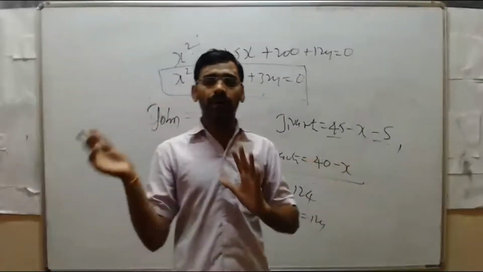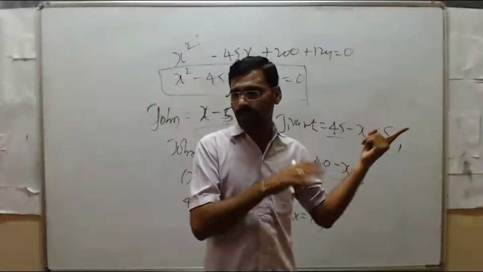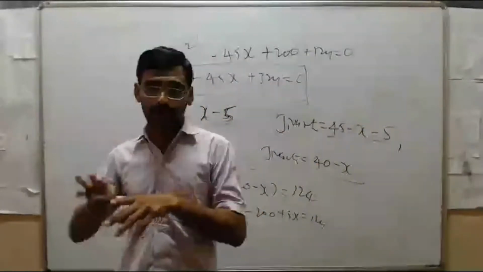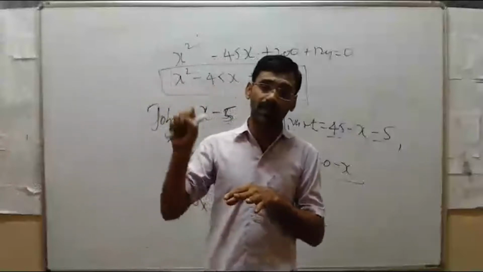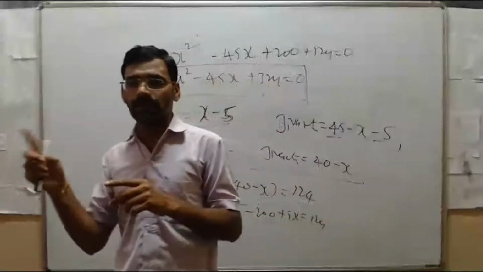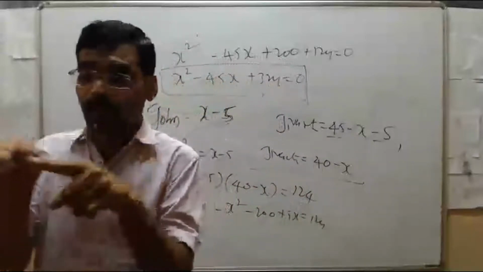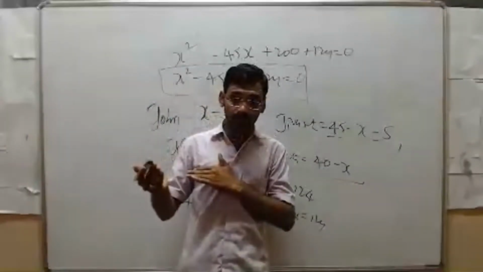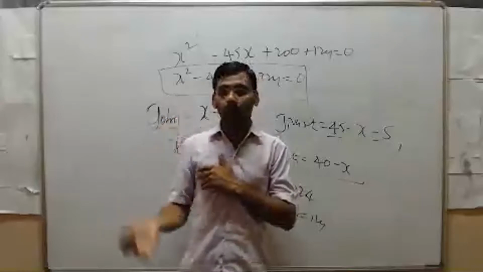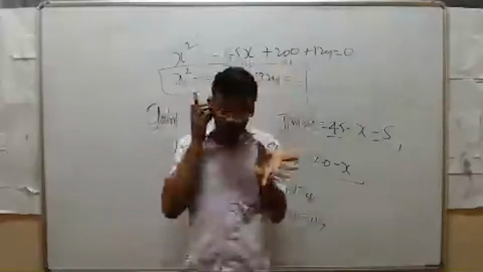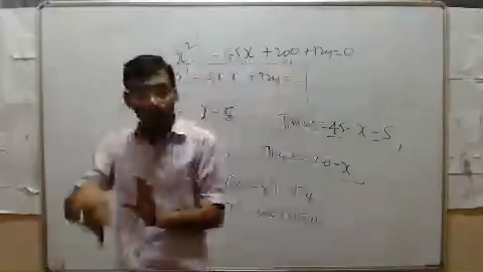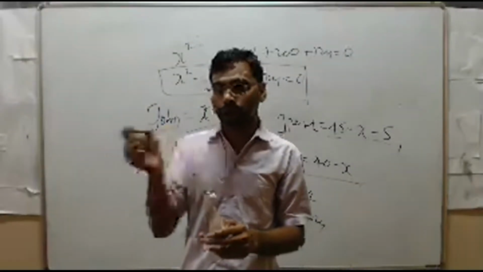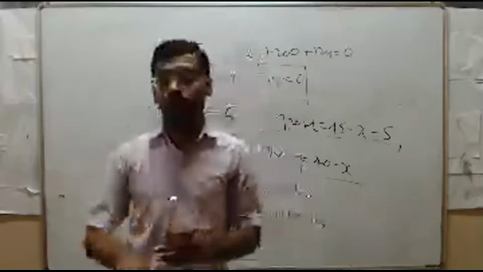Both will lose 5 marbles. John having x marbles loses 5, which means x minus 5. Then Jeevanti has 45 minus x, and again losing 5 means 45 minus x minus 5, so x minus 5 and 45 minus 5 is 40 minus x. The product of John's and Jeevanti's marbles is how much? 124, the product after losing 5 marbles.